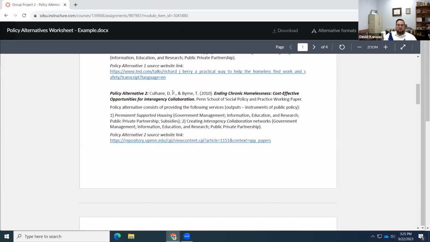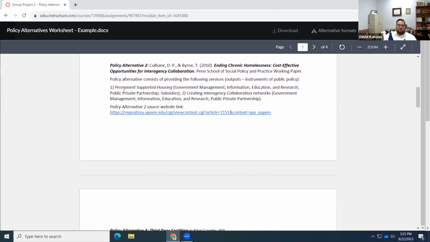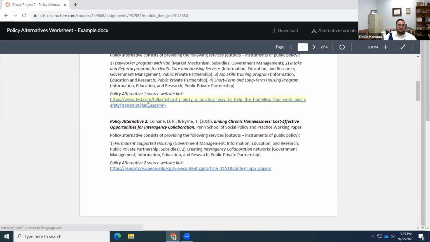You get to policy alternative two, and this is an article, Ending Chronic Homelessness, Cost-Effective Opportunities for Interagency Collaboration. And then you have several different items here as well. It's not quite as comprehensive as the previous example, but you have permanent supported housing: government management, information, education, research, public-private partnership, subsidies. And then you have creating interagency collaboration networks, and that's government management handling this, information, education, research, and public-private partnerships again. And then you have the link. The link is for me, so I can just briefly check it and make sure that this is something that makes sense.